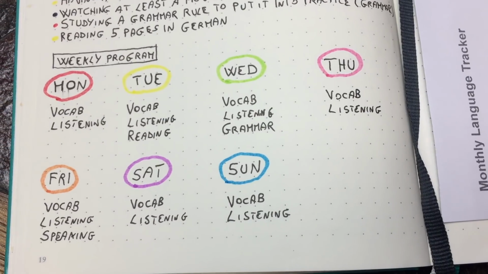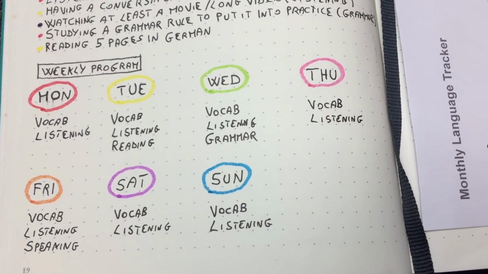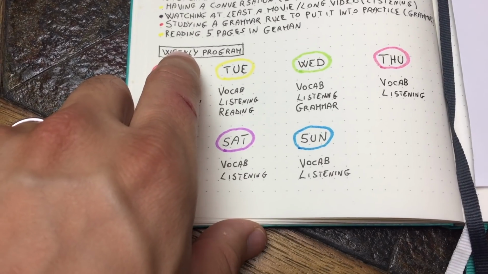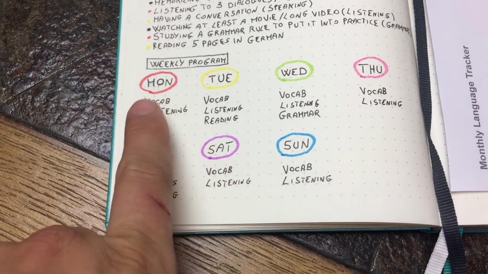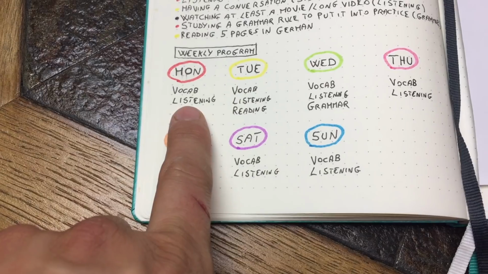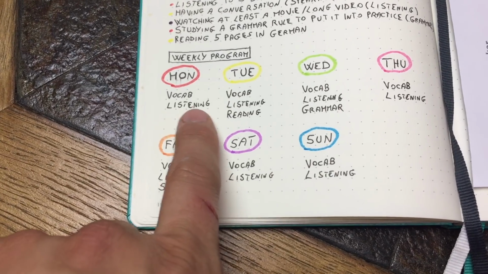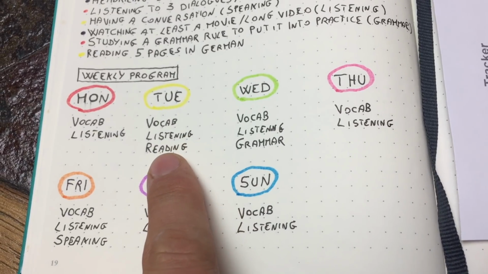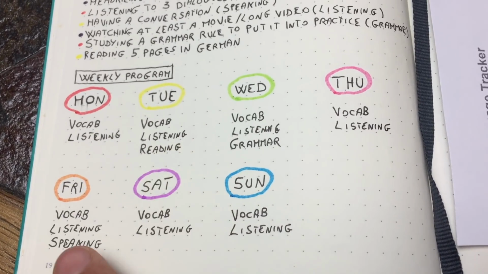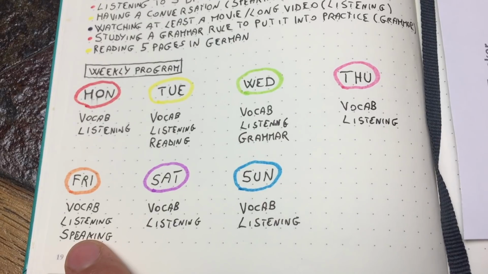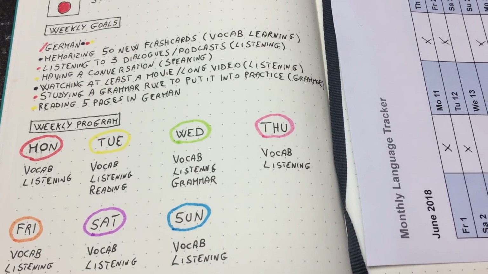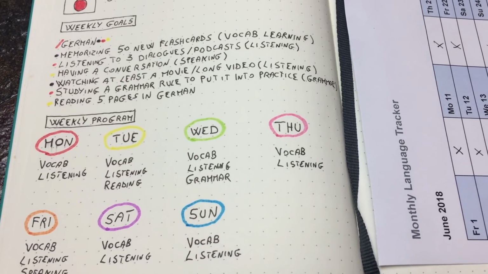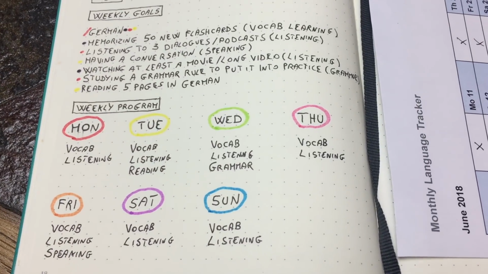The weekly program here is very useful to plan my daily activities. You can see that I have a fixed plan, vocab learning and listening, plus different activities I alternate every day. So on Monday, for example, I have some reading, and on Friday I usually speak with a tutor. The beauty of this technique is that you can personalize it as you wish. So this is just an example you can use for inspiration.